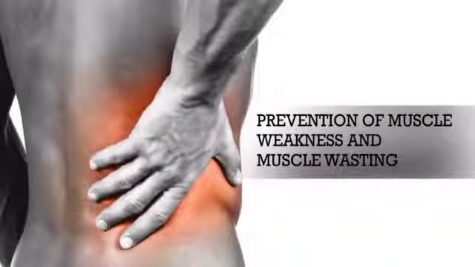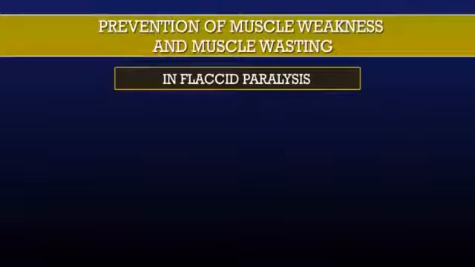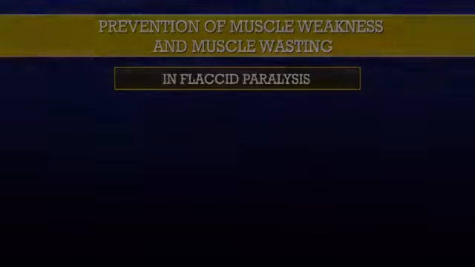So here comes the prevention of muscle weakness and muscle wasting. First one is in flaccid paralysis. Muscles deprived of their motor nerve supply are limp, hypotonic, and unable to contract. Rapid wasting takes place and cannot be prevented, although it is thought that it can be arrested by improving the blood supply to the area and by stimulating the muscle fibers by electrical means.